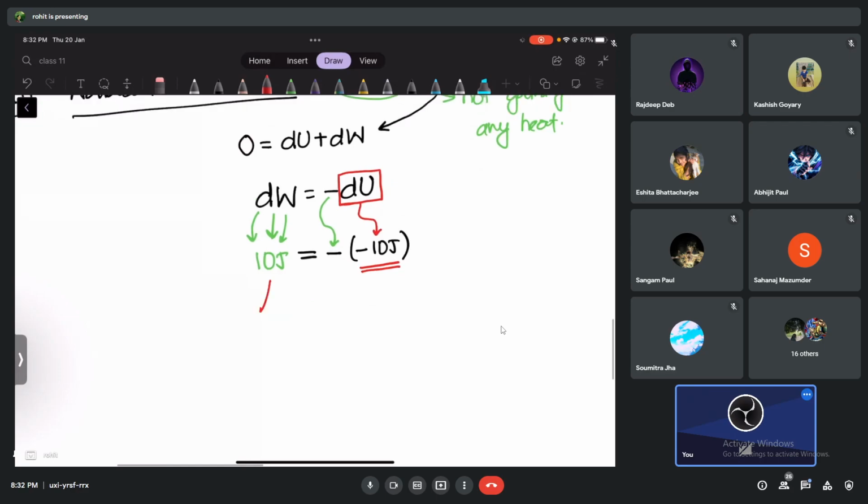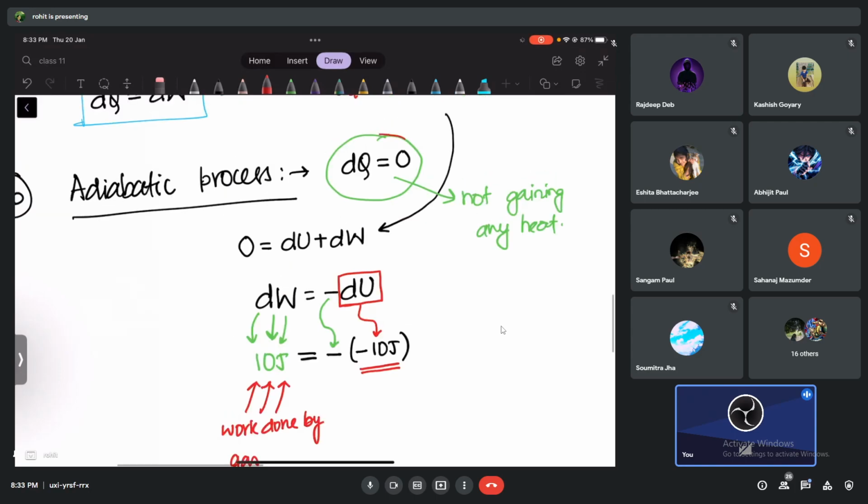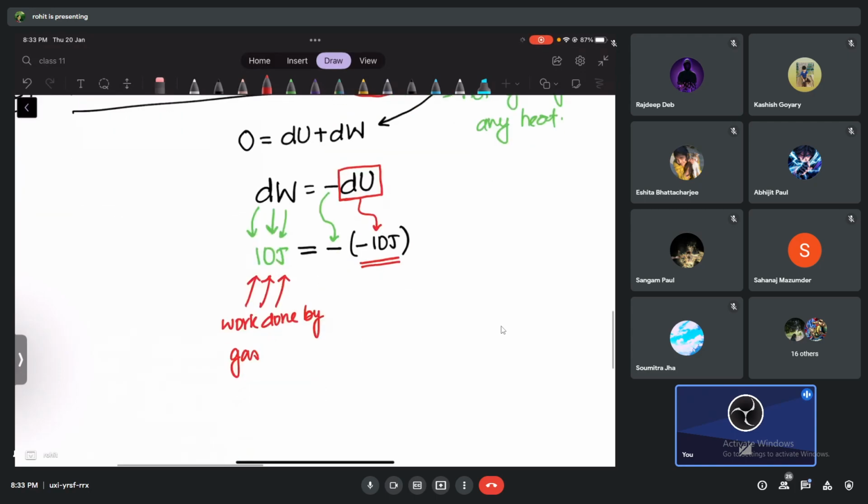What does the minus mean? It means the work done by the gas is 10 joules. That means the gas is really pushing the piston. But if it does not gain any energy from outside, do you agree that the gas has to use its own internal energy? That's why minus 10 joules represents a decrease in internal energy of the gas.